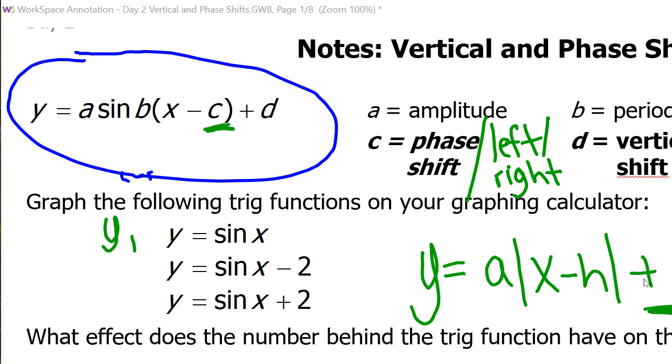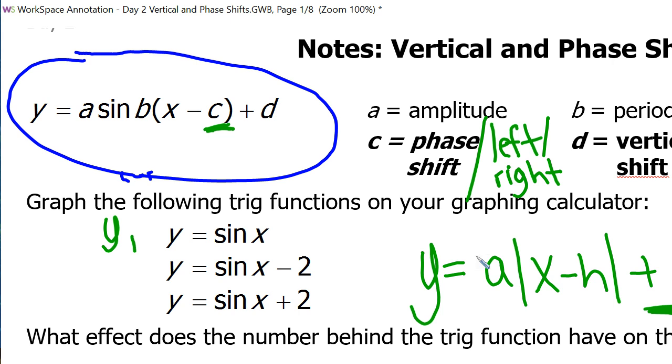Okay, so now we need to go back to the handout and it asks us what effect does the number behind the trig function have on the graph, and the -2 and the +2, what do they do to our parent function? Up and down, so it translates the graph up or down. If it's a positive, it moves it up. If it's a negative, it moves it down. And those are the same transformations we are familiar with.